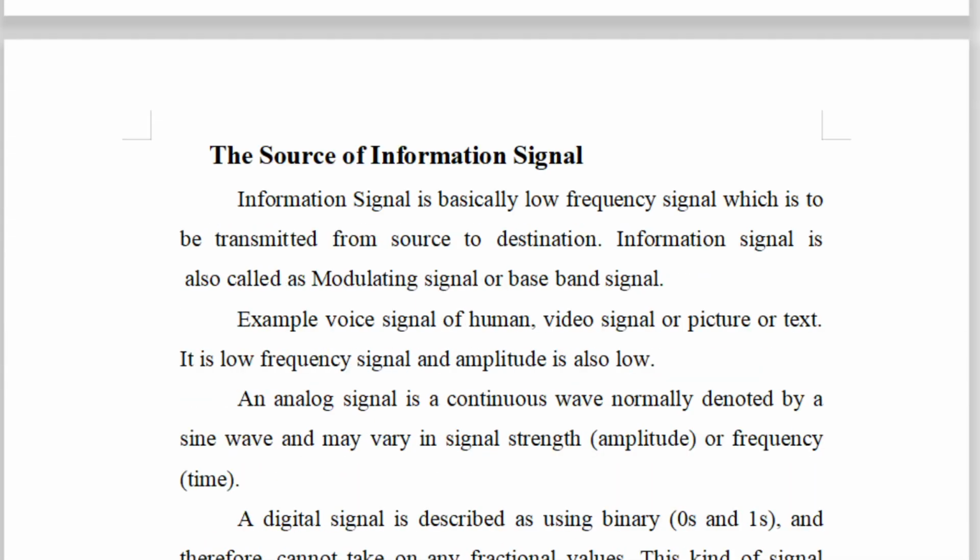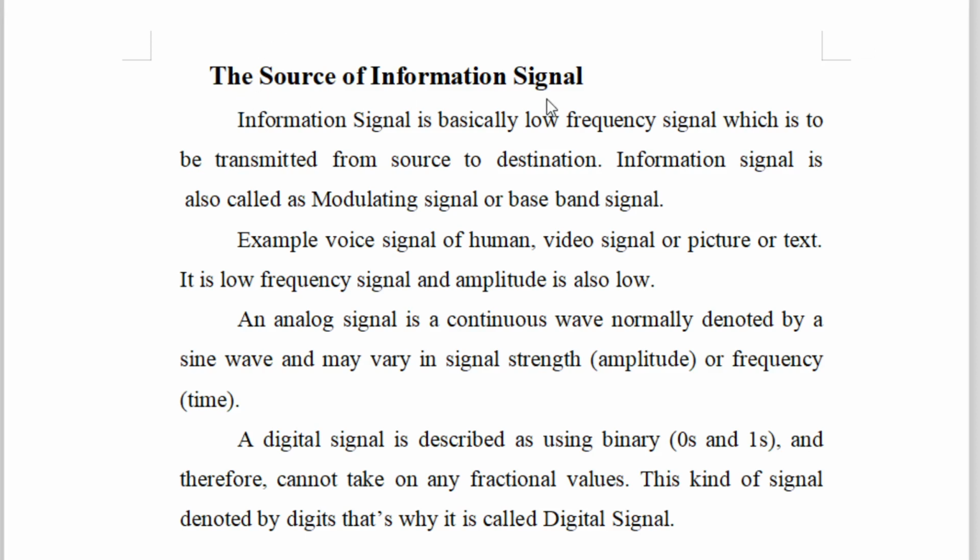So the source of information signal. This is our first block. So what is the source of information signal? The source of information signal is basically a low frequency signal which is to be transmitted from source to destination. So first of all, try to understand the source of information signal is a low frequency signal and its amplitude is also low. Information signal is also called the modulating signal or baseband signal.